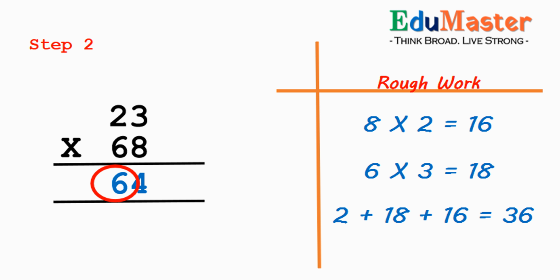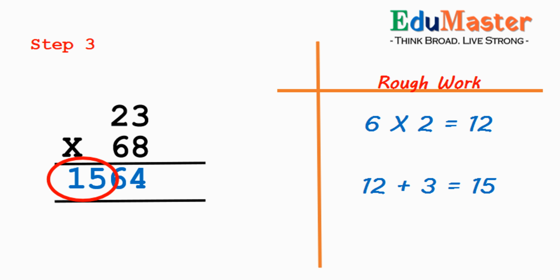Now using the cross method, we will multiply 6 with 3, that gives us 18, and now multiply 8 with 2, that gives us 16. Here we have to add the 2 that was left from the earlier answer with 18 and with 16. That means 2 plus 18 plus 16, that gives us 36. Now write 6 on the 10th place of the answer and leave 3 in the rough work as it is.